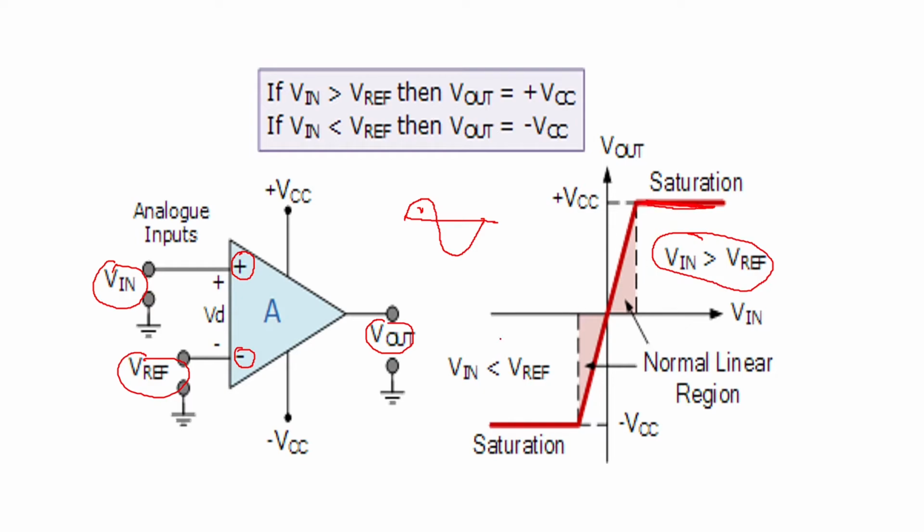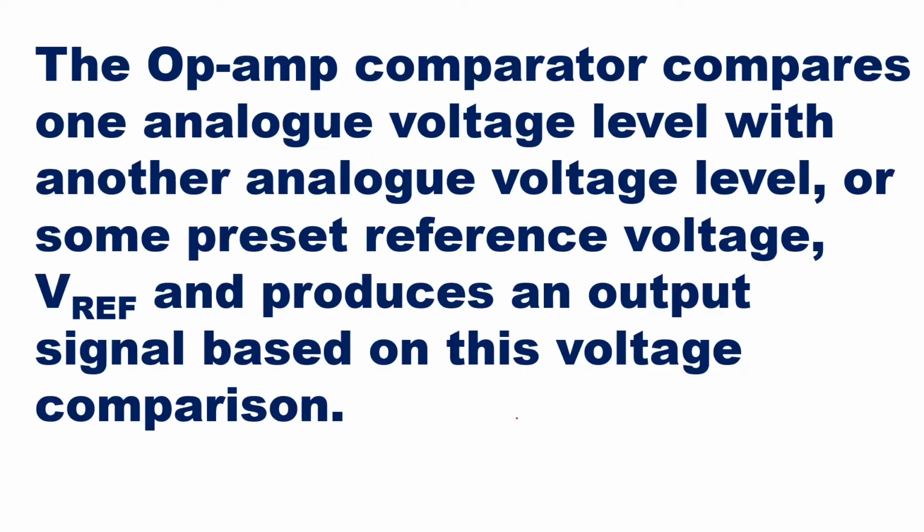Positive saturation. Similarly, when the input voltage is less than the reference voltage, then the output will go to negative saturation. So the output will be either plus VCC or minus VCC, depending upon whether the input is more than the reference voltage or less than the reference voltage. So the output will be like a square wave.